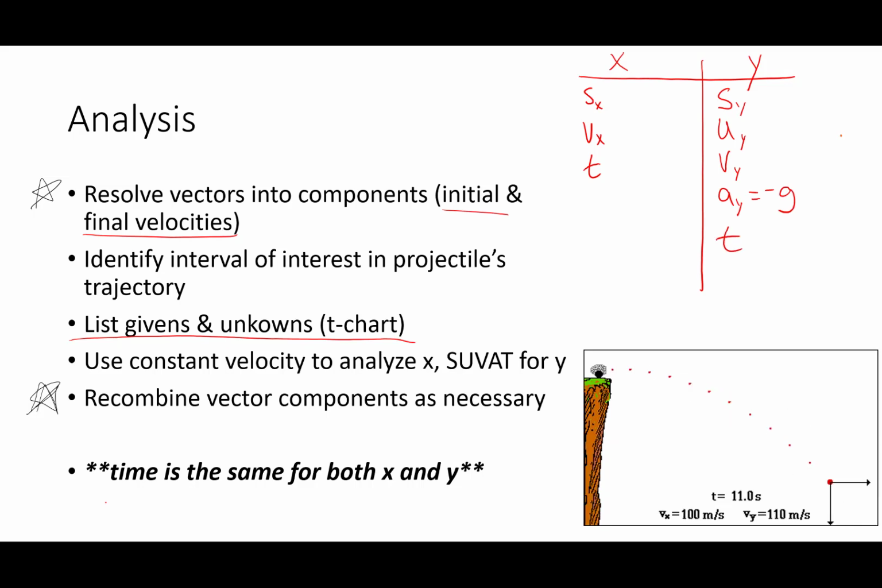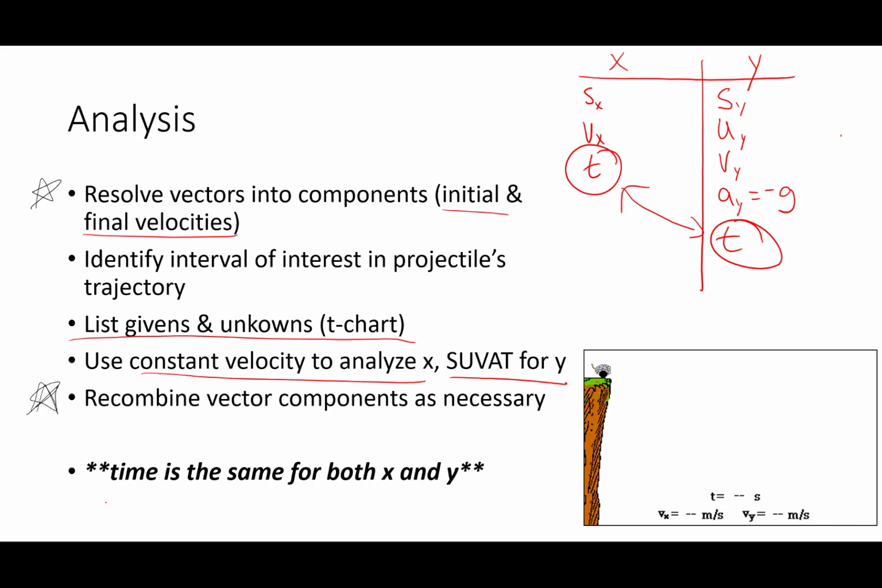And then we're going to use our constant velocity equations to analyze x, and our SUVAT equations to solve for unknown variables in the y direction. In the end, we'll recombine our vector components as necessary if we want to find our overall resultant velocity. If we want to figure out the overall speed of our projectile, for example, when it gets to a certain point. One other important thing to note is time is the same for both x and y. So if we solve for time using one component, we know time for the other component. So oftentimes we'll solve for time using one component and plug that into the other component to figure out some other unknown variables. And that's about it.